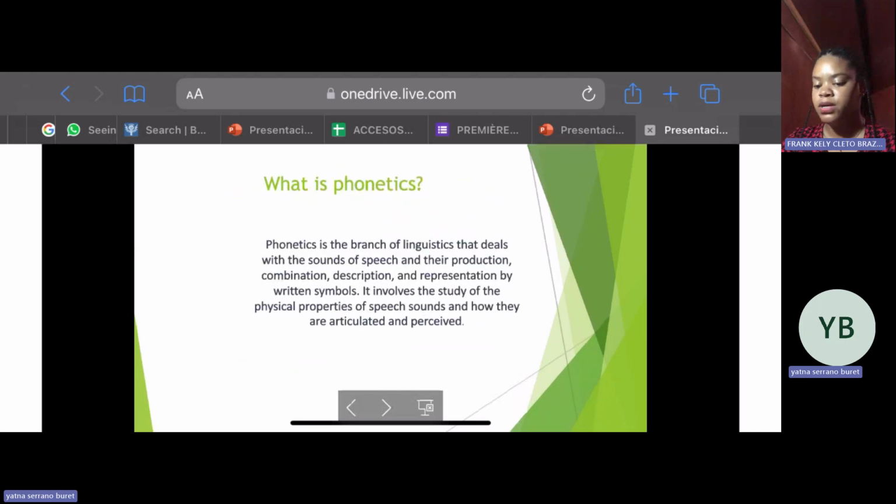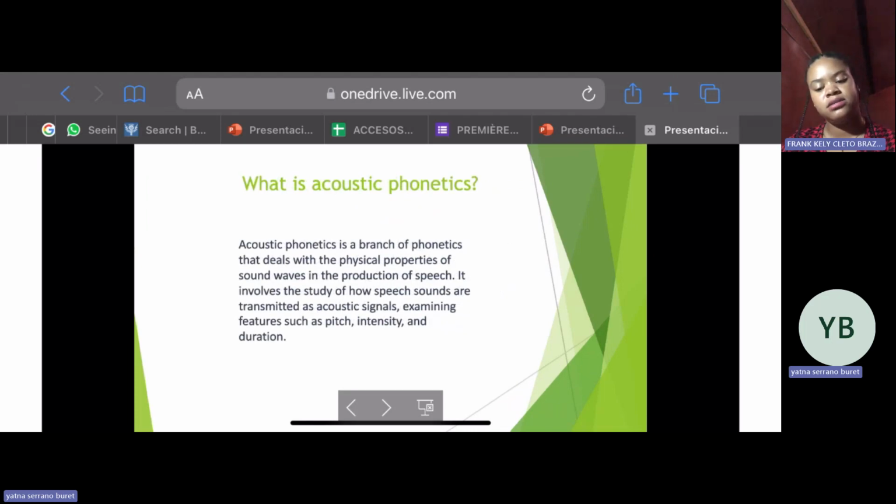Phonetics is the branch of linguistics that deals with the sounds of speech and their production, combination, description, and representation by written symbols. It involves the study of the physical property of speech sounds and how they are articulated and perceived. Acoustic phonetics is a branch of phonetics that deals with the physical property of sound waves in the production of speech. It involves the study of how speech sounds are transmitted as acoustic signals, examining features such as pitch, intensity, and duration.